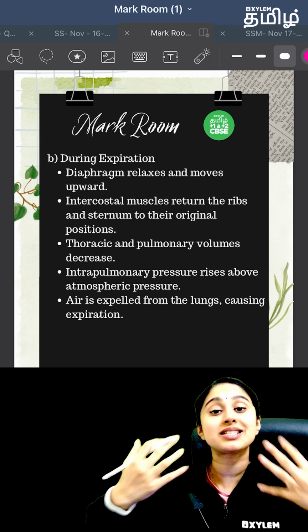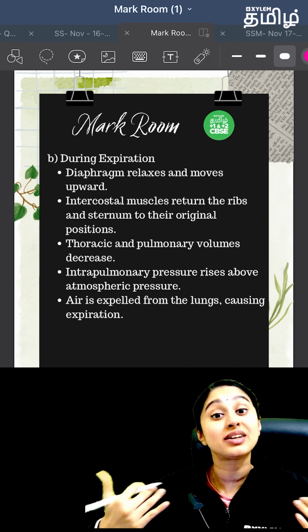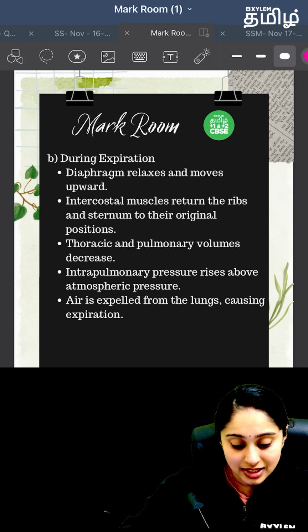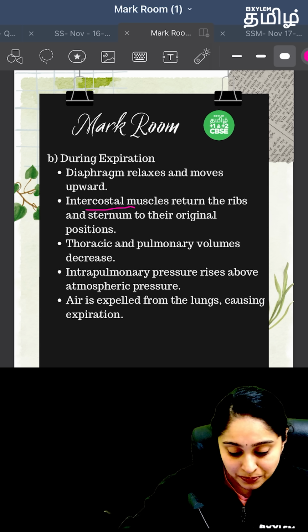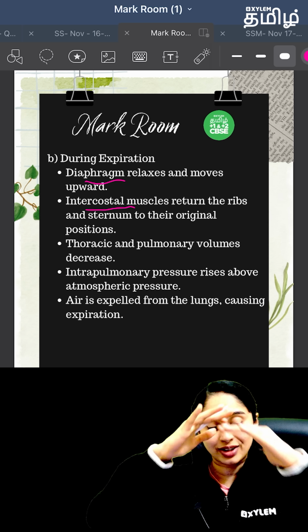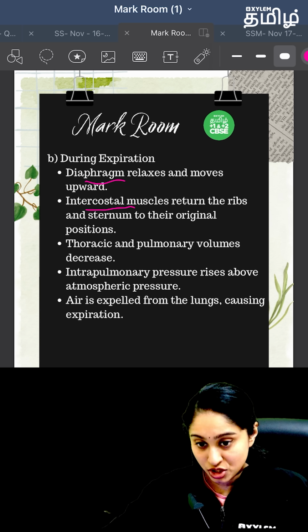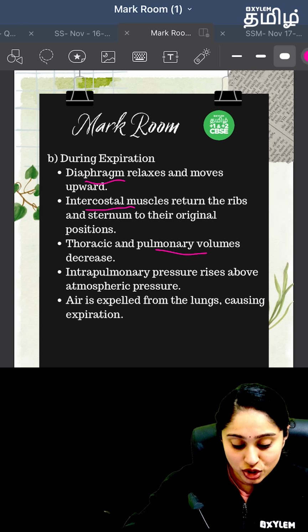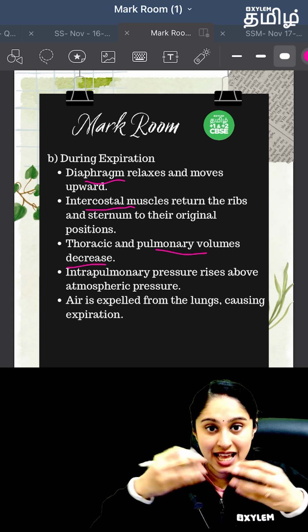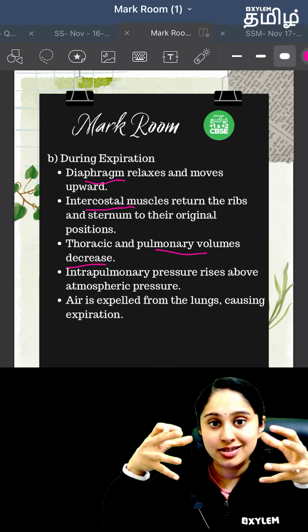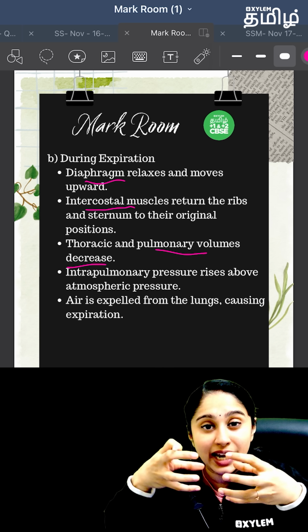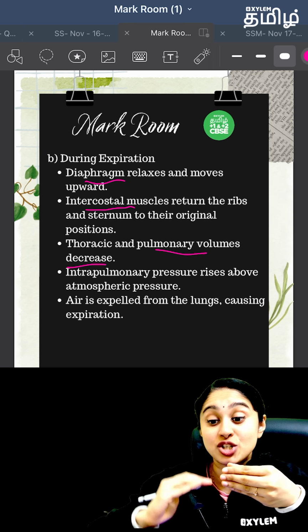Clearly both of these muscles that contracted are going to relax. So as a result, the intercostal muscles and the diaphragm are going to relax and move to their original position, as a result of which the volume will now decrease. Now the air that went inside is fitting into a very tight volume. As a result, the pressure will increase.